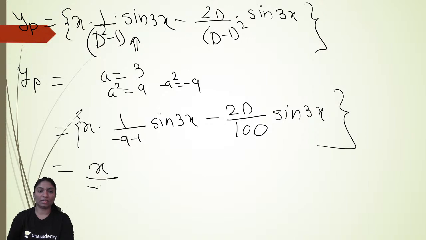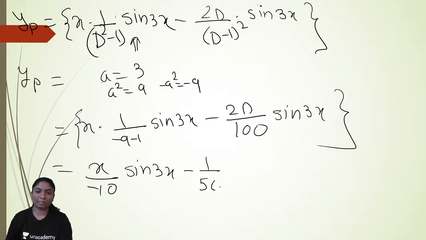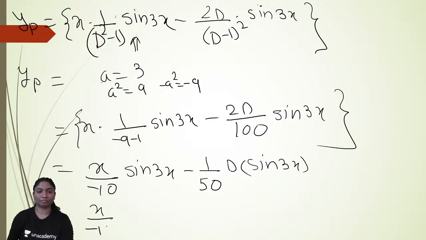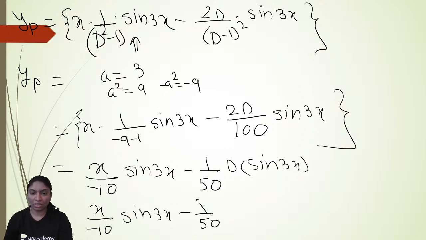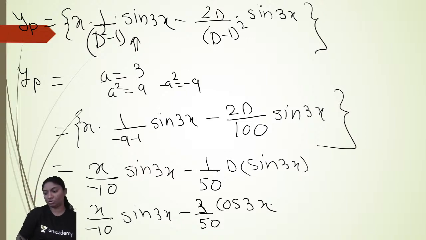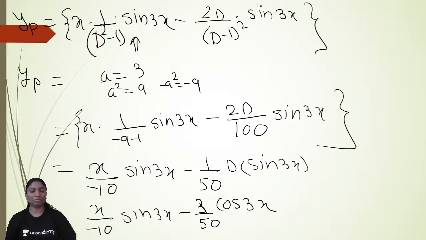So x upon minus 10 into sin 3x minus 2 by 100, it means minus 1 by 50, and d of sin 3x, it means derivative of sin 3x. D means d by dx. So derivative of sin 3x is 3 into cos 3x. So your yp is equal to x upon minus 10 sin 3x minus 3 upon 50 into cos 3x. I hope you are getting it.